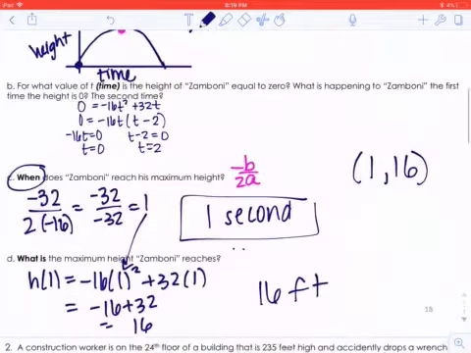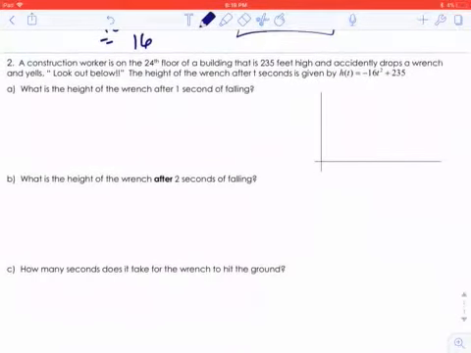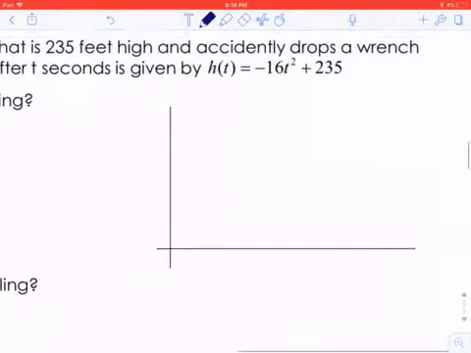All right. Let's move on to the next one. Feel free to pause anytime, go back, rewatch. Construction workers on the 24th floor of a building that is 235 feet high accidentally drop a wrench and yell, "Look up below." The height of the wrench after t seconds was given by this equation.